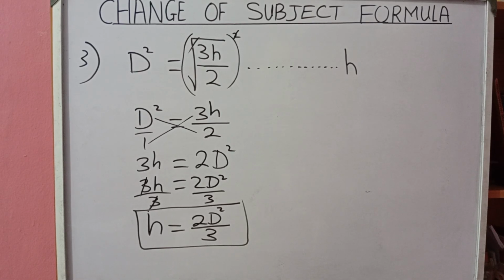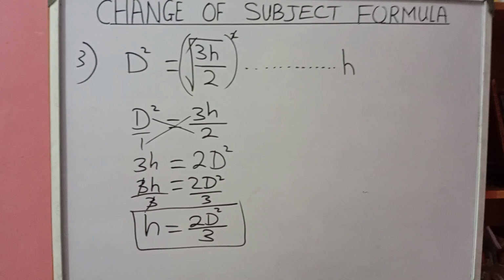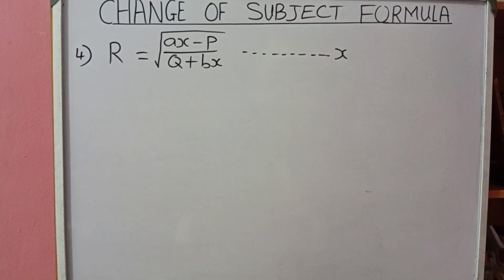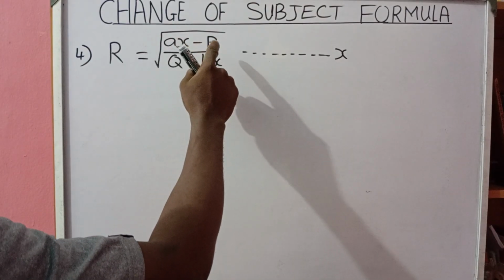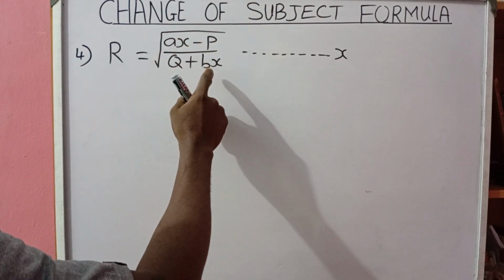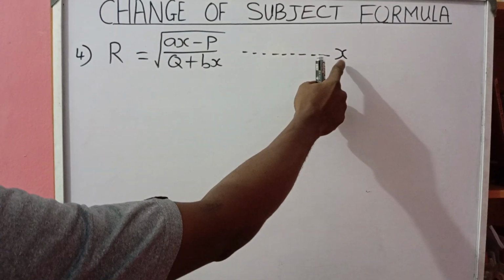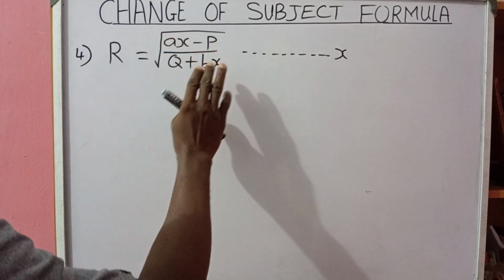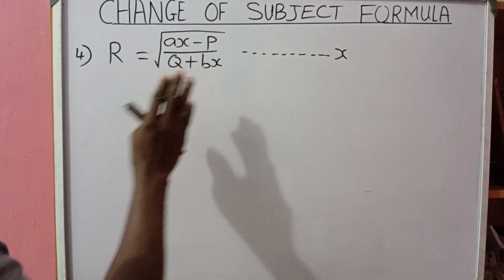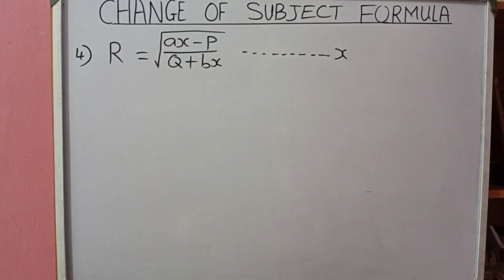All right, so let's now move to number 4. You can still give it a try because it has to do with square root as well. Let's see how you do that. Now for the number 4 question, here we have r is equal to square root of ax minus b all over q plus bx, and we are to make x the subject of the formula. I know this is the kind of question that confuses most students, so I'm going to make it very clear for you to understand right now.